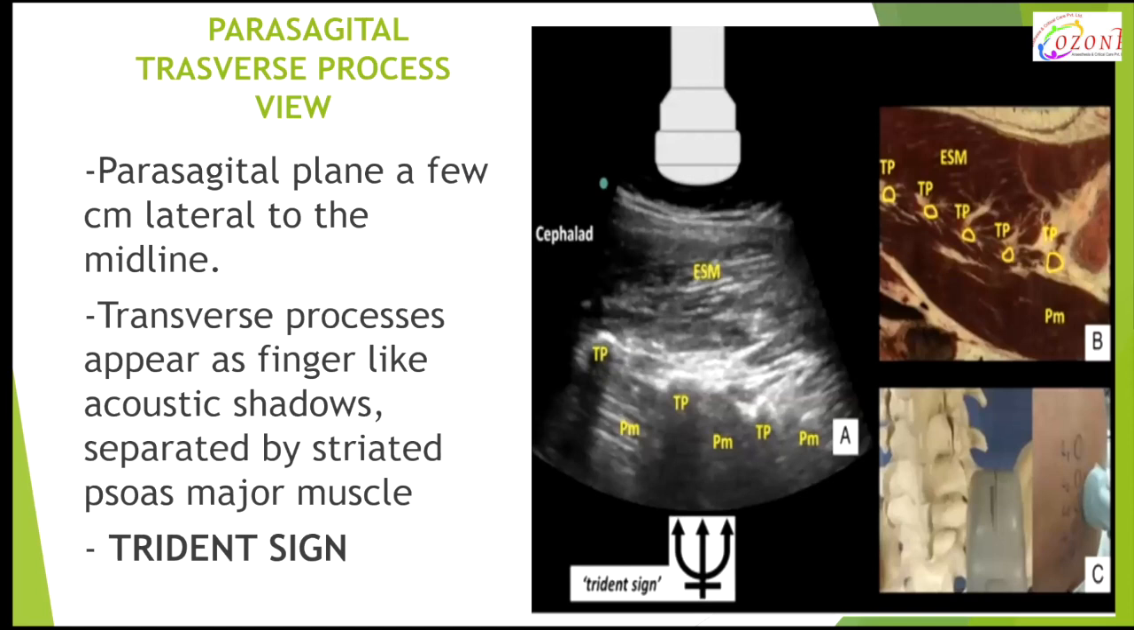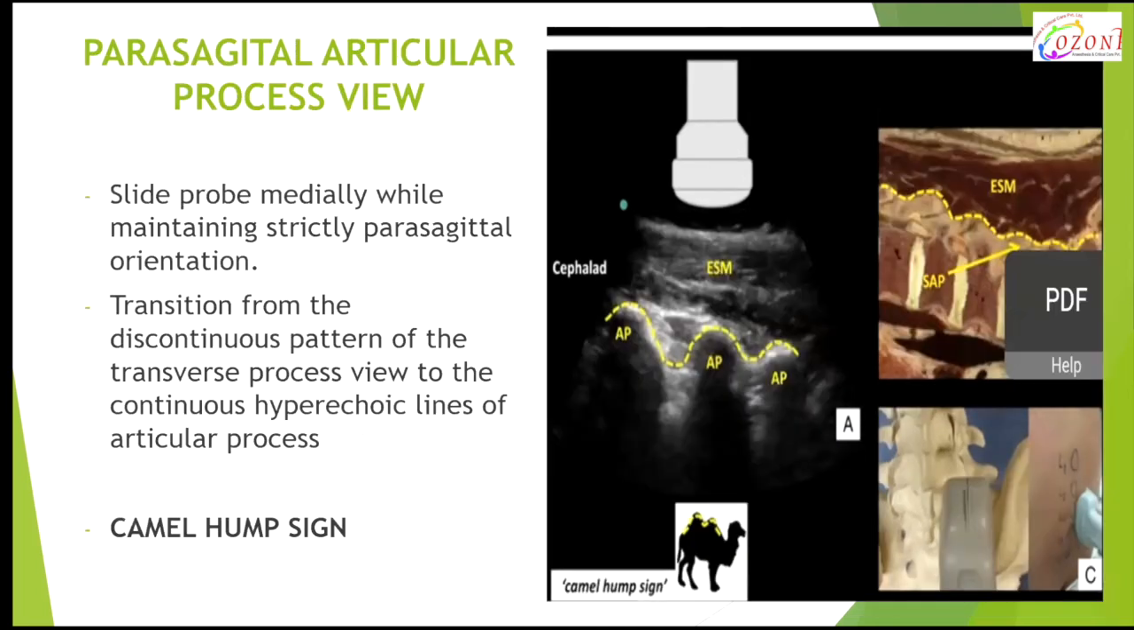So we'll see these views one by one. First is the parasagittal transverse process view. Here the parasagittal plane is a few centimeters lateral to the midline, and the probe is placed over the transverse processes. In this view, the transverse processes appear as finger-like acoustic shadows separated by the striated psoas major muscle. So it looks like a trident. So in the parasagittal transverse process view, we see the trident sign.